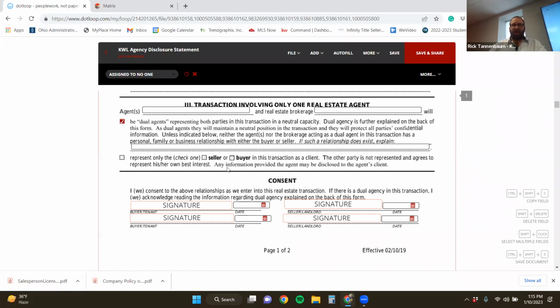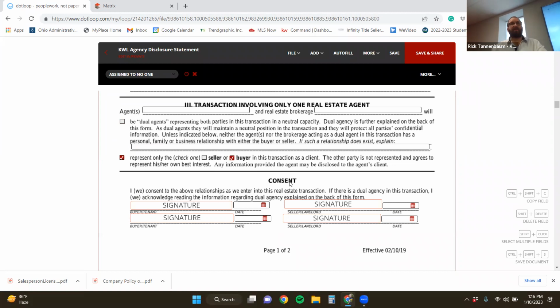There we go. If it's a for sale by owner, you can always check this bottom box. There we go. And then in this case, because we're talking about representing buyers, we're going to check the buyer box. So that's a for sale by owner.